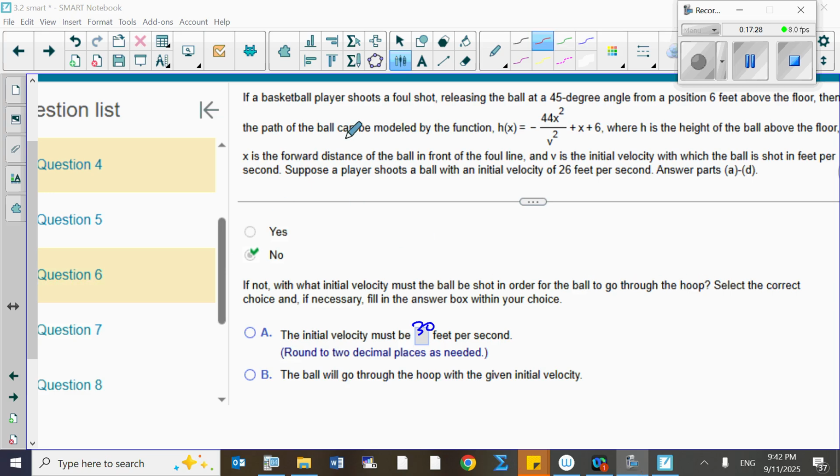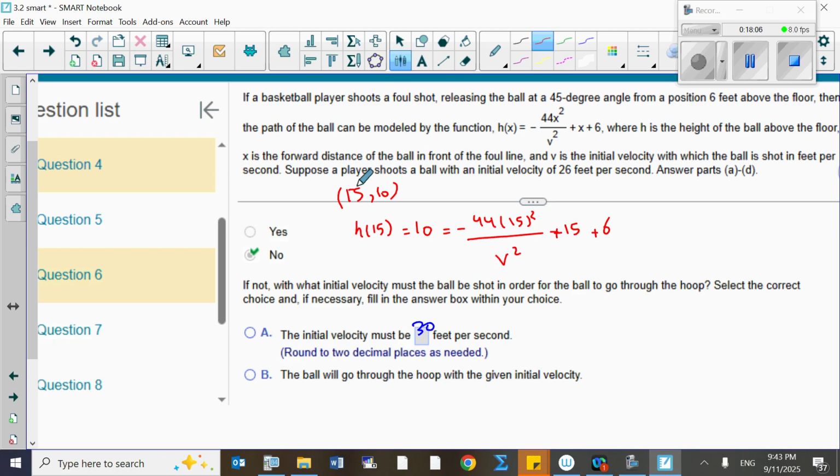So this time, we want to know what should be the velocity in order for the function to pass through this point, 15 and 10. So I'm going to first of all plug in 15 and 10 here. That means h of 15, which is equal to 10, is negative 44 times 15 squared over v squared plus x, which is 15. I'm going to plug that here, and 6 here.